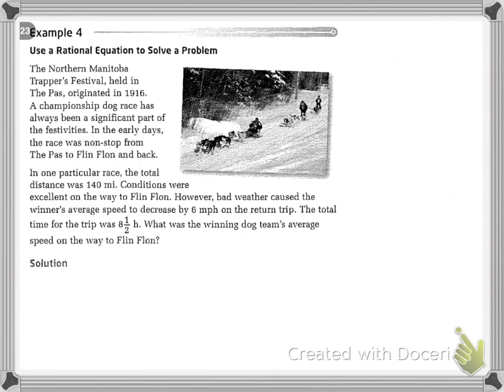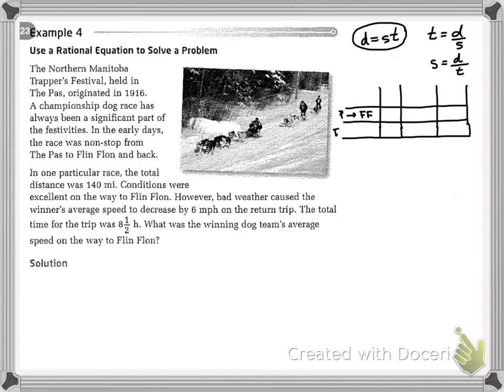Alright, well this is a distance, speed, and time problem. Distance is equal to speed times time. So we're going to set up a chart. If we divide our equation by S, you're going to end up with T is equal to D divided by S. Or if we divide both sides by T, you're going to find that S is equal to D divided by T. So we have our distance equals speed times time equation in 3 different forms.